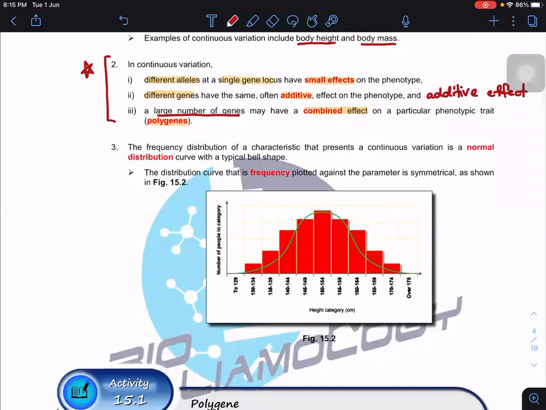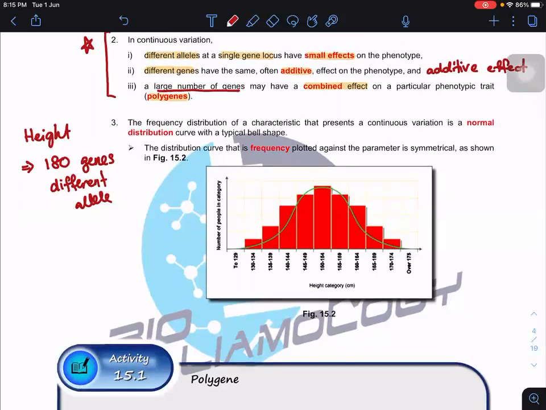if you look at body height, it involves roughly about 180 genes that we already know. Not one gene determines your body height. Are you clear? Not one gene determines our body height, but roughly about 180 genes are involved. Each gene has different alleles, and these alleles give us a small effect. They won't give us a lot of effect.